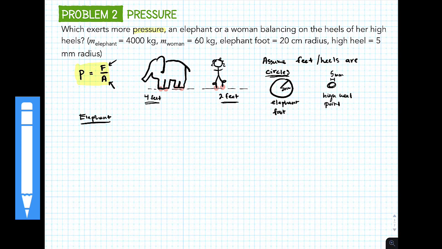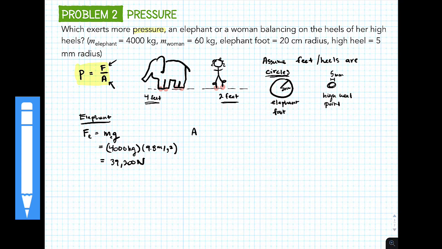So the force, how do we get force? Well, for the force of the elephant, that's going to be mg, with the mass of the elephant. So that's going to be 4,000 kilograms times 9.8 meters per second squared. And that's going to give us 39,200 newtons. Okay?